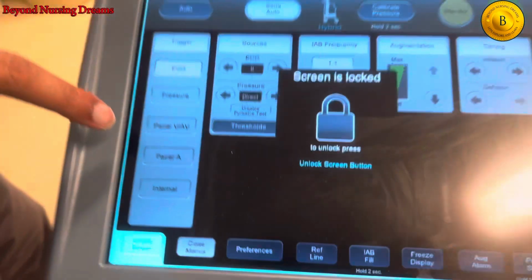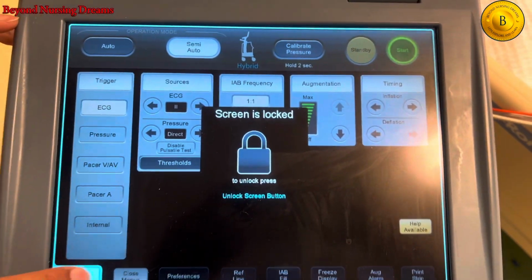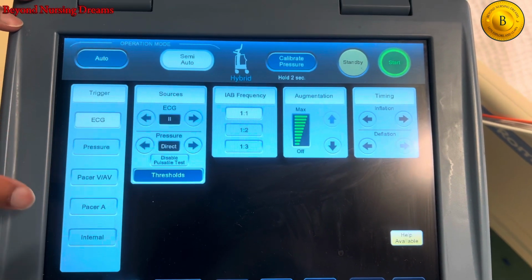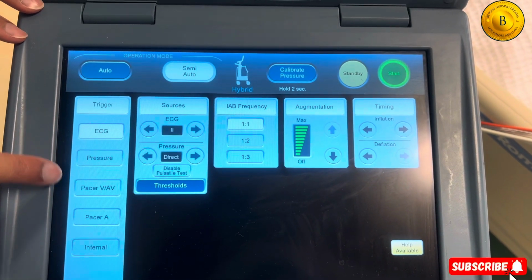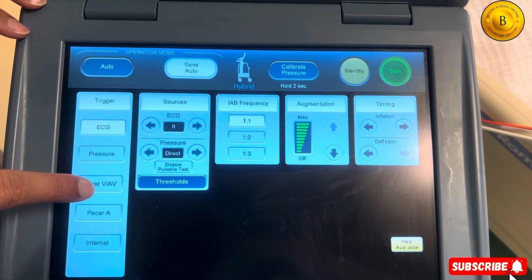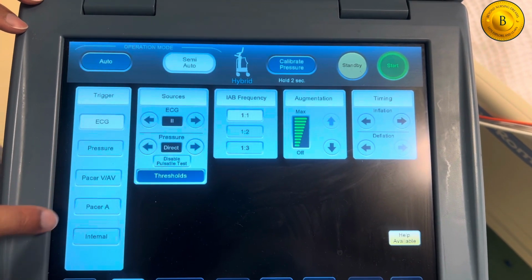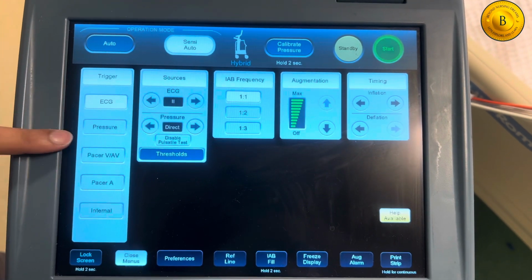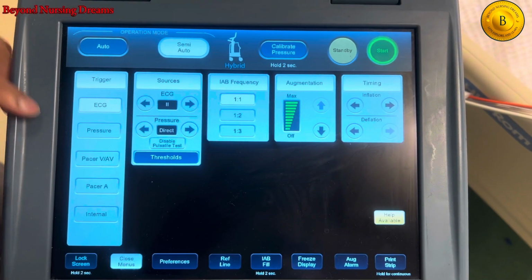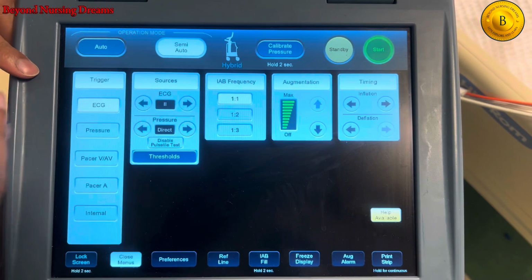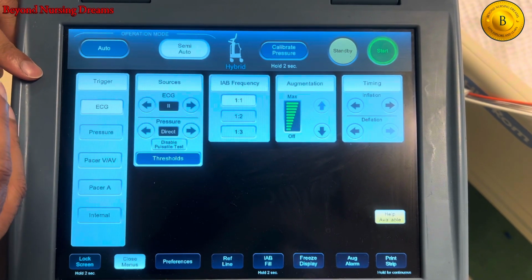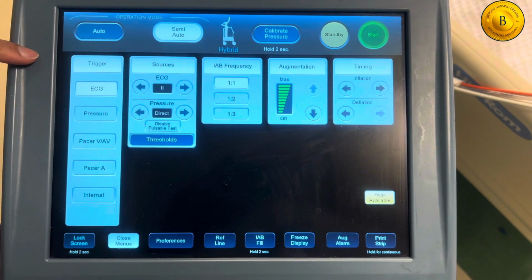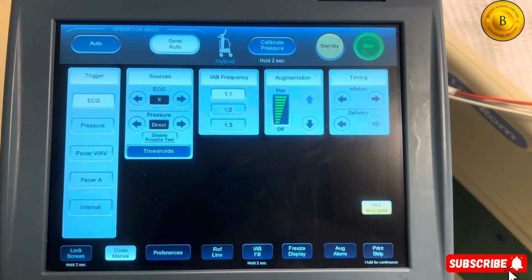If you look at the touch pad of this machine, we have five triggers of the intra-aortic balloon pump: ECG, pressure, pacer V or pacer AV or pacer A, and internal mode. Normally we use the ECG and pressure modes. Whichever ECG is better, it goes toward the ECG mode. If pressure is good, then it goes toward the pressure mode.